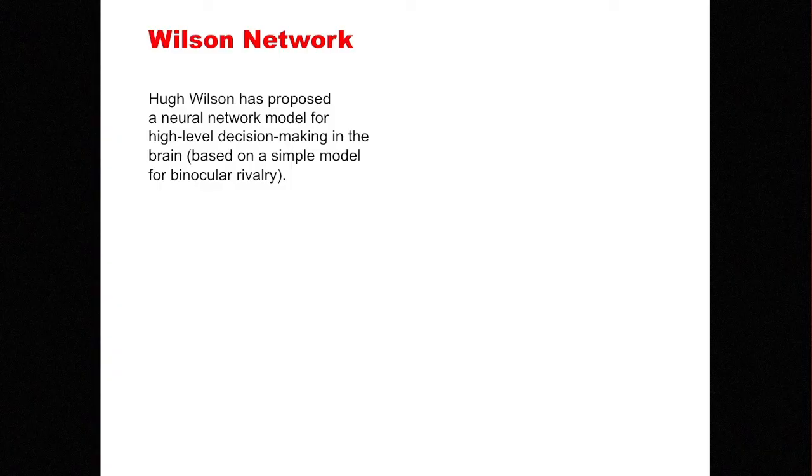Okay. And the starting point for the mathematics is what we call a Wilson network. Hugh Wilson, who works in mathematical neuroscience, was interested in modelling how the brain makes decisions. And he wanted some sort of schematic high-level model, not down on the level of individual nerve cells, but just how does the brain, given some alternatives, decide what to do, what it's seeing?